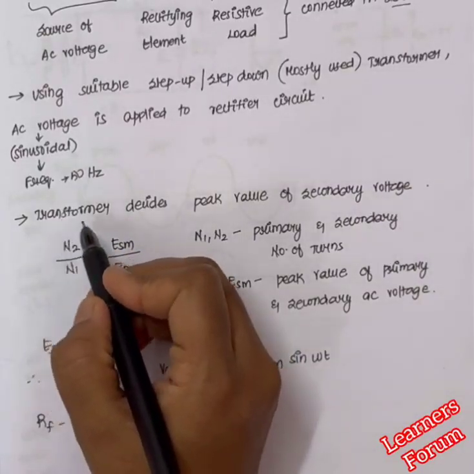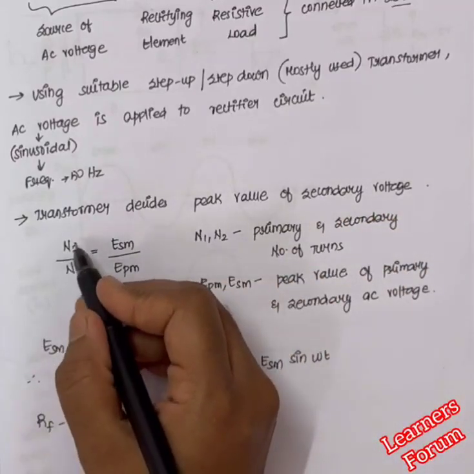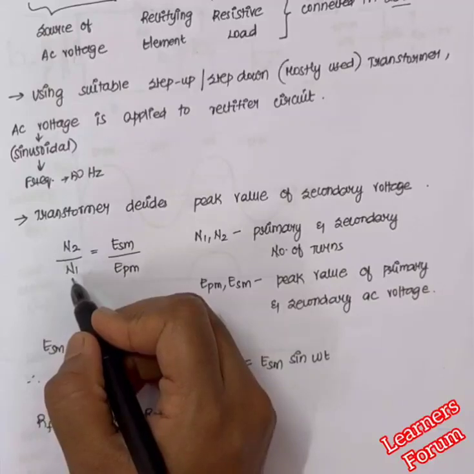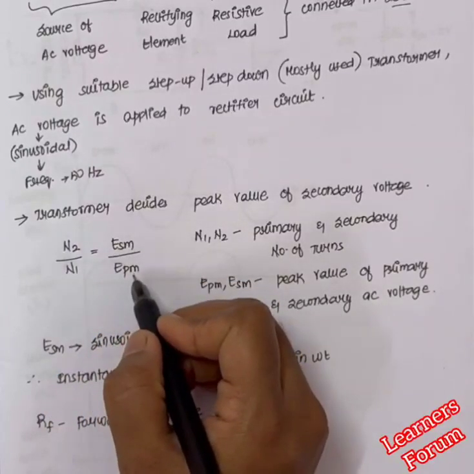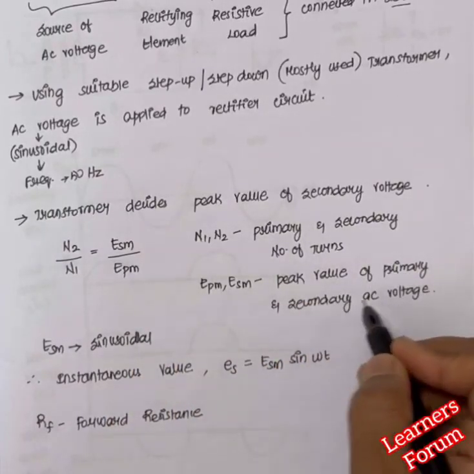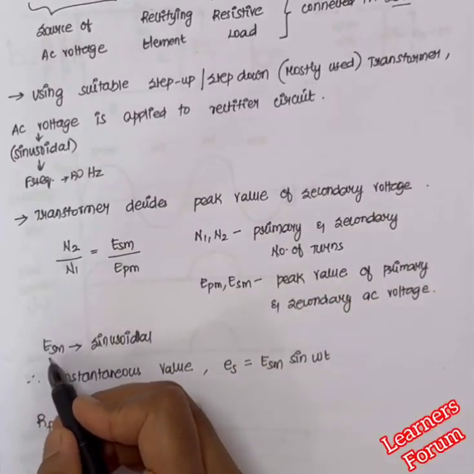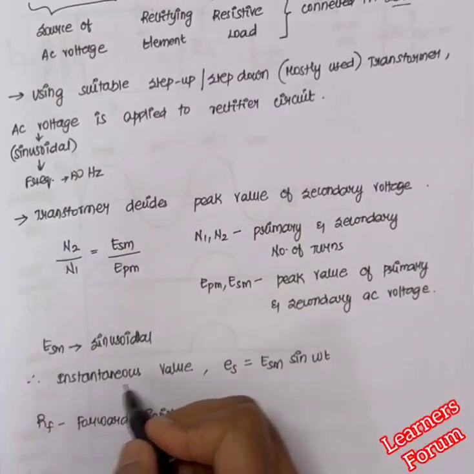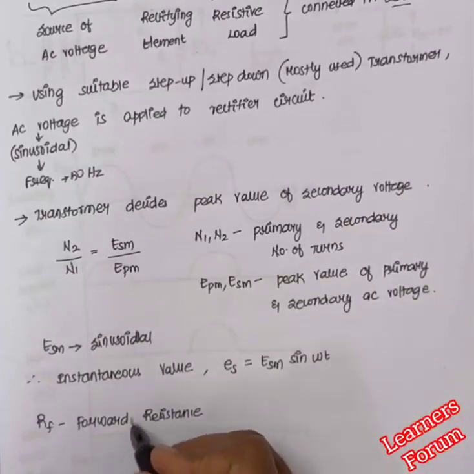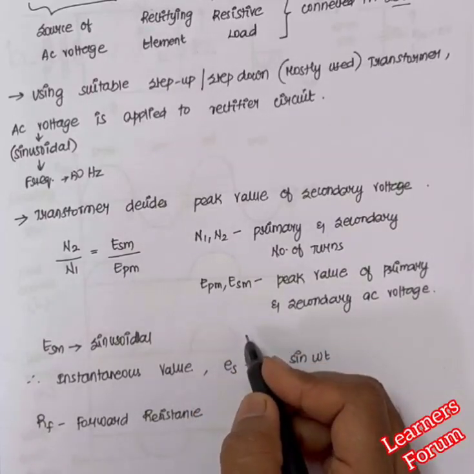Here the transformer that we have used will decide the peak value of the secondary voltage, which is given by N2 by N1. N2 refers to the number of turns in the secondary winding and N1 refers to the primary winding, which is equal to ESM divided by EPM, where ESM and EPM refer to the peak values of the secondary and primary AC voltage, and N1 and N2 refer to the number of turns. This voltage ESM will be sinusoidal. The instantaneous value will be ES, which is equal to ESM into sine omega t. Like I said before, the value of RF is nothing but the forward resistance. So this is the basic construction of a half wave rectifier.